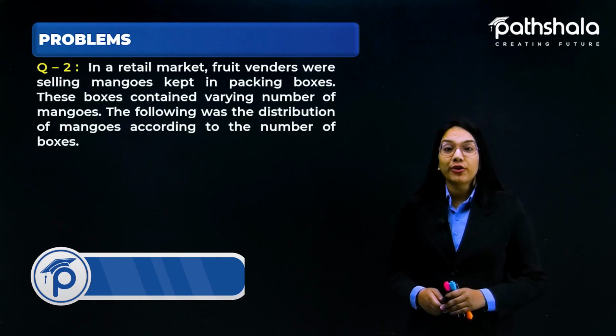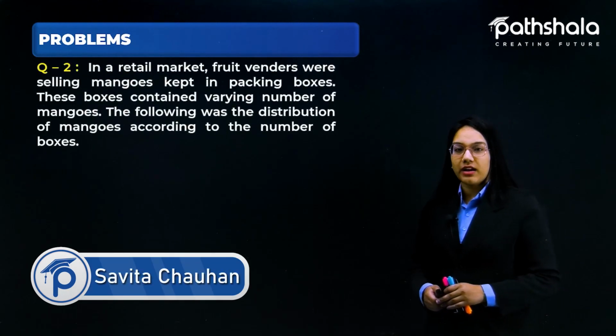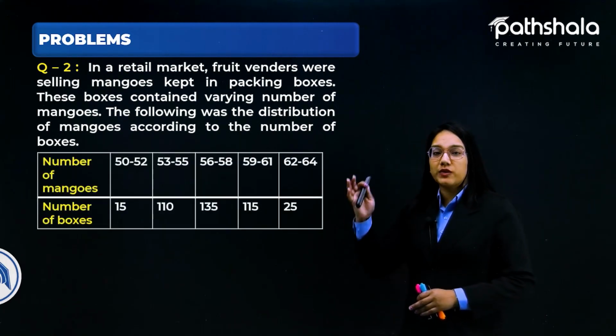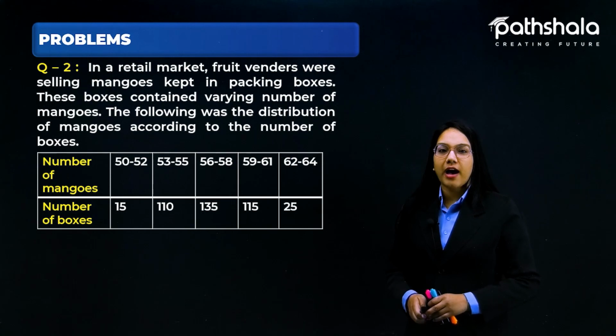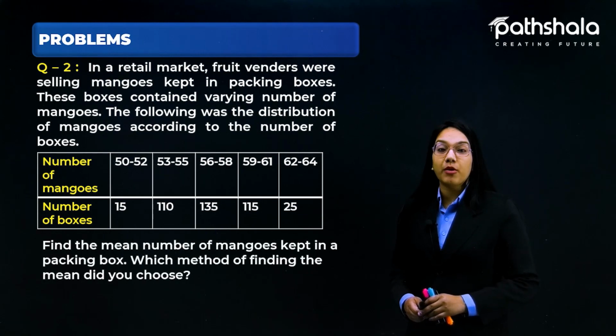Now let's move on to question number 2, which says: in a retail market, fruit vendors were selling mangoes kept in packing boxes. These boxes contain a varying number of mangoes. As you can see, we have the following distribution of mangoes according to the number of boxes. The question says, find the mean number of mangoes that are kept in a packing box.